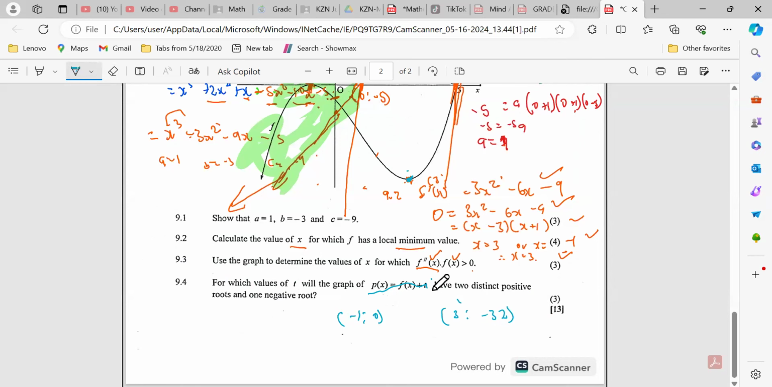Okay, so what do they want? They want two positive roots. And two distinct, that's very important, two distinct positive roots, and then we should have one which is negative. So what is it that they're asking here? Let me pause this, and then let me show you something here.